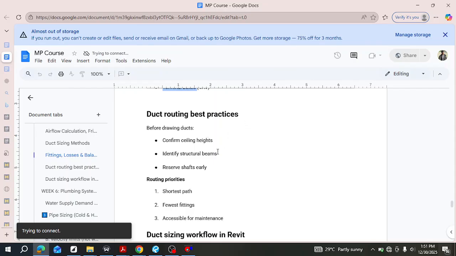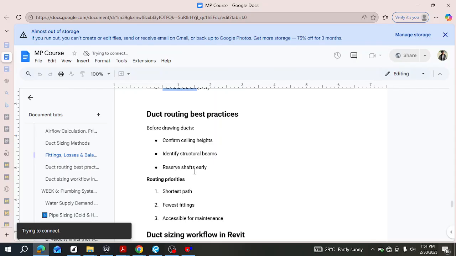Then next, identify structural beams. Beams are usually structural elements, right? So you cannot pass a duct through a beam because it's going to compromise the integrity of that beam. So you need to check all these things. That is why in this industry, in mechanical and plumbing design engineering, you would need to collaborate a lot with architects, with structural engineers, with civil engineers, because there's always an area of intersection across, right?